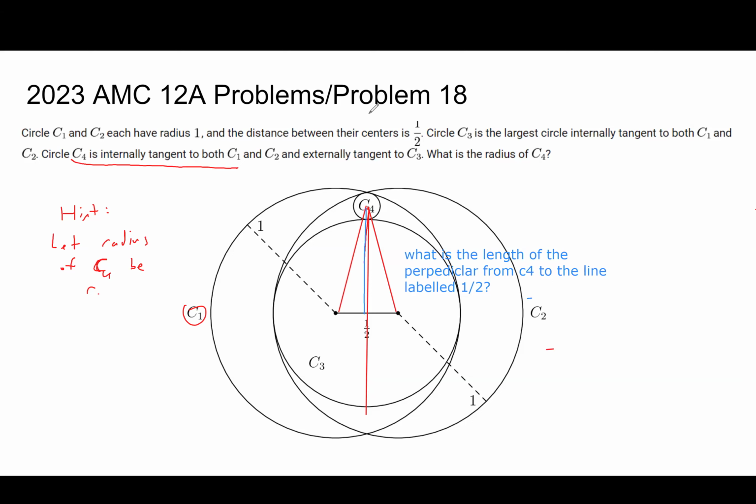Has anyone figured out how we could represent the blue line in terms of X? If you know, just drop the solution in the chat and I'll have a look. Do you guys need more time? I'll give you guys 2 more.